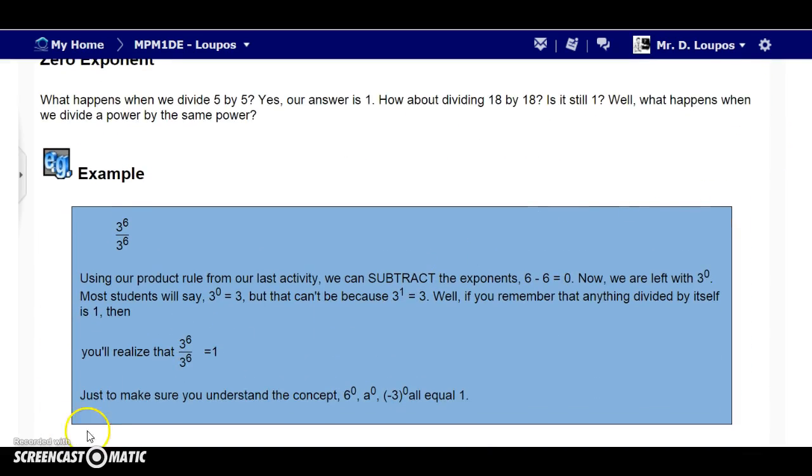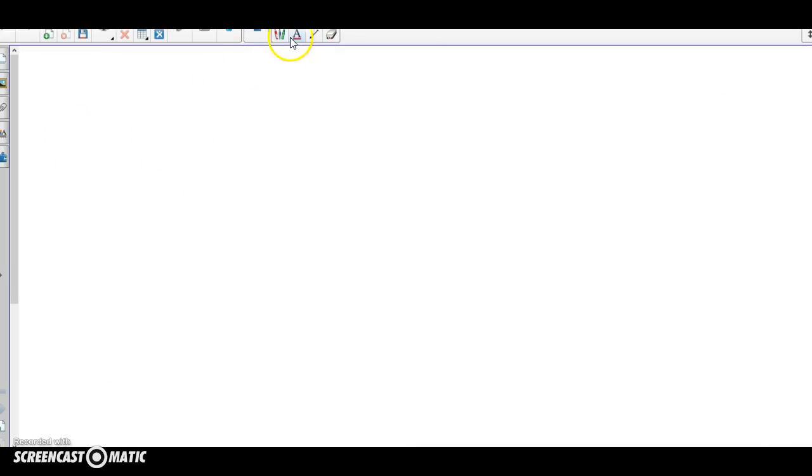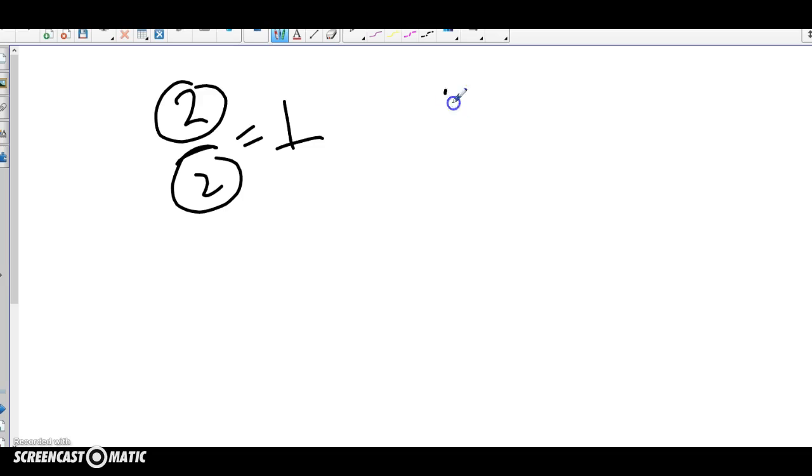Zero exponent. Some of the rules here, the zero exponent, I think this makes a lot of sense if we work off our exponent rules. If you have anything over itself, for example 2 over 2, if I divide two things by 2, I have 1. So x over x in general is equal to 1. So 3 to the 7 over 3 to the 7 is equal to 1.